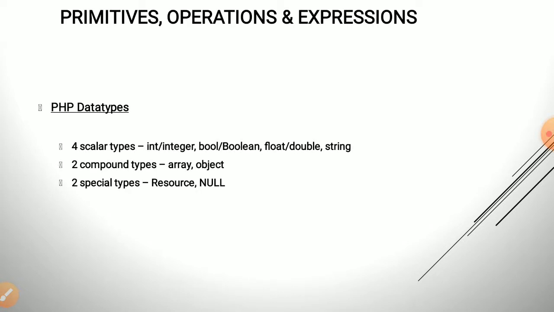So we know that PHP is a dynamically typed language, that is, the type of a variable is determined when we initialize that variable, that is, when we assign some value to that variable. Okay. So there are four scalar data types in PHP. First one is int or integer, second one is bool or boolean, third one is double or float, and fourth one is string.